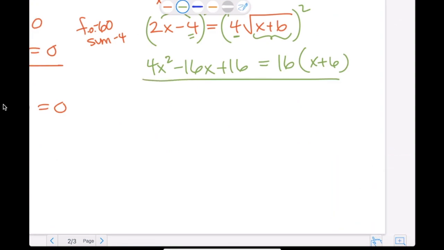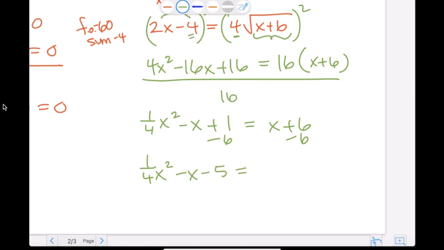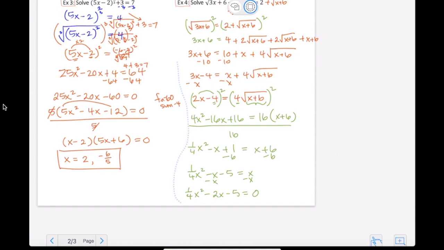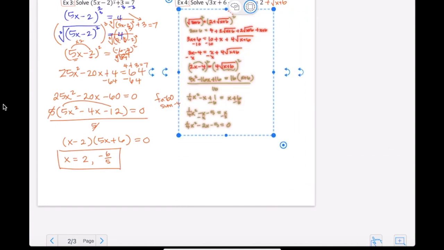Okay, at this point, I went ahead and divided everything by 16. So I end up with 1/4 x squared minus x plus 1 is equal to x plus 6. Now I'm going to subtract 6 from both sides, and I'll have 1/4 x squared minus x minus 5 is equal to x. Notice again, we're working with a quadratic, so we need to get everything on one side. So I'm going to subtract x from both sides, and I have 1/4 x squared minus 2x minus 5 is equal to 0.